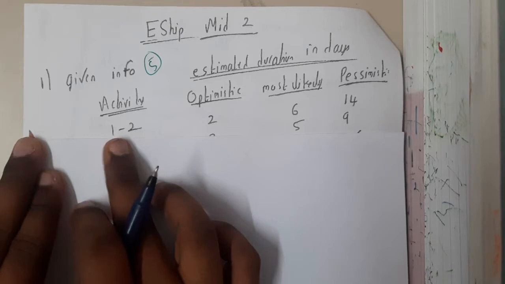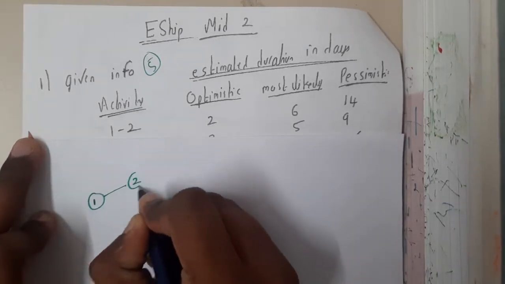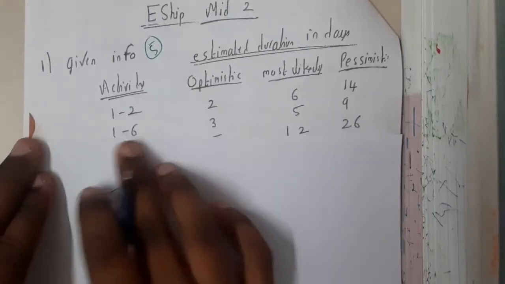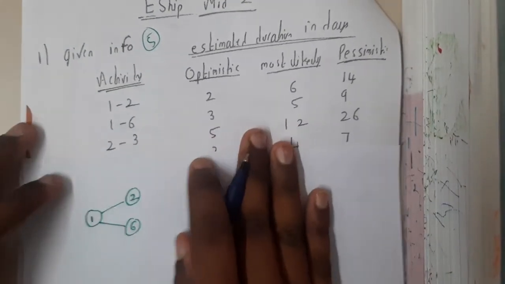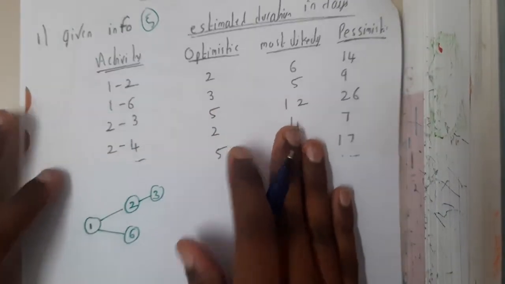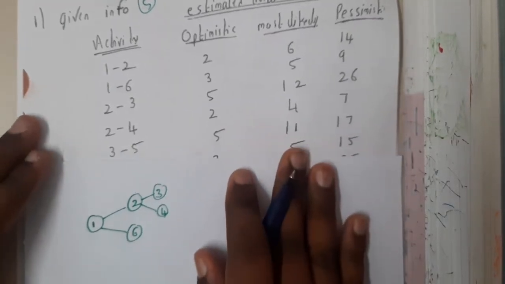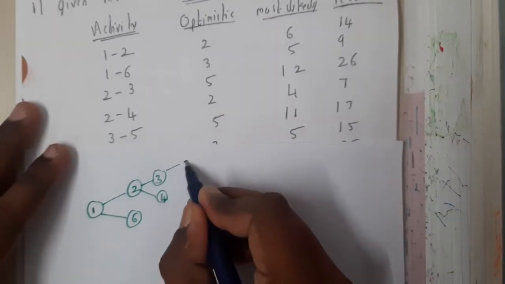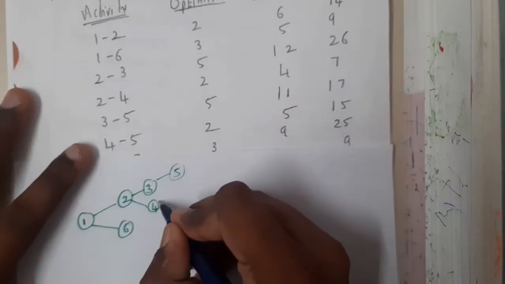The first activity is from 1 to 2, right? So from 1 you can go to 2. Similarly, the second activity is 1 to 6. So from 1 you can go to 6 also. Let us continue. From 2 you can go to 3. From 2 you can go to 4. From 3 you can go to 5. From 4 you can go to 5. So these two are combining.